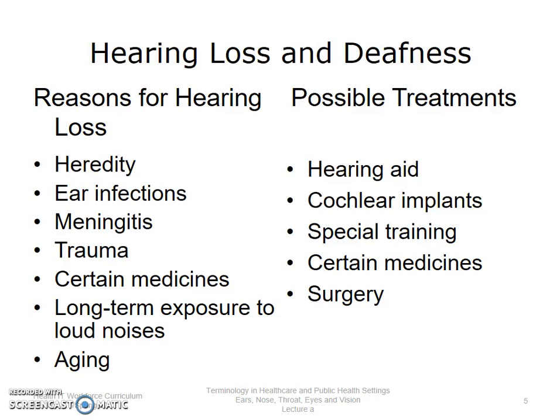If untreated, hearing problems can become worse. Possible treatments include hearing aids, cochlear implants, special training, certain medications, and surgery.